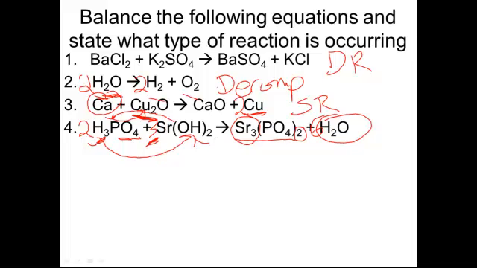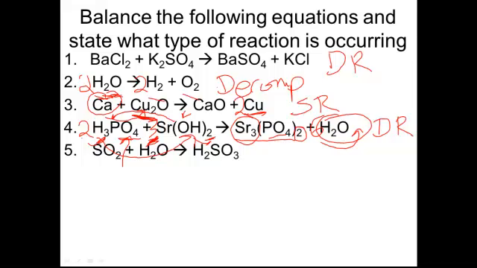The PO4 we already took care of, so I'm not worried about these oxygens right here, only these oxygens right there. So 3 times 2, again, 3, 2, 6 oxygens. And now we have 6 oxygens. So it's balanced. And again, we can see that the hydrogens and the strontium are switching places. That is also a double replacement reaction.